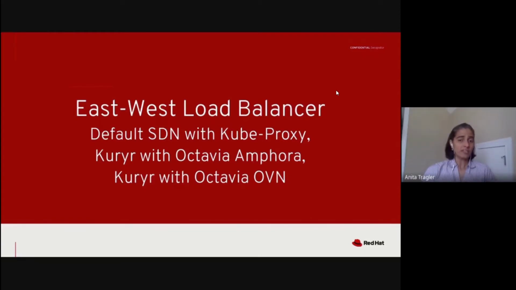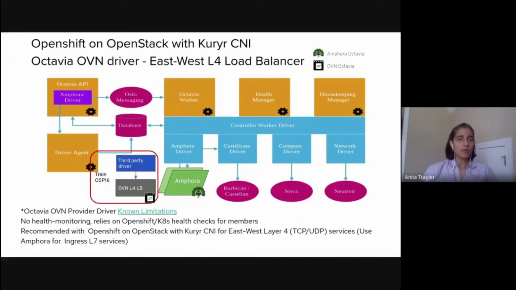With the default SDN, you have kube-proxy, and your alternatives are you can use with Kuryr, OpenStack's Octavia, Amphora, and Kuryr has an option for Octavia OVN. The option for Octavia OVN was added recently in the Train release, and it has some limitations, like there are no health monitoring options, which relies on Kubernetes for health checks, and it's only recommended for east-west layer 4 services, not layer 7, where you need more Ingress-like services from Amphora.